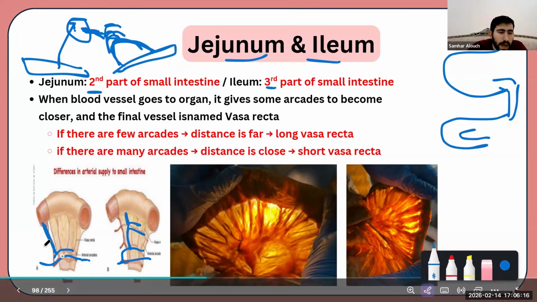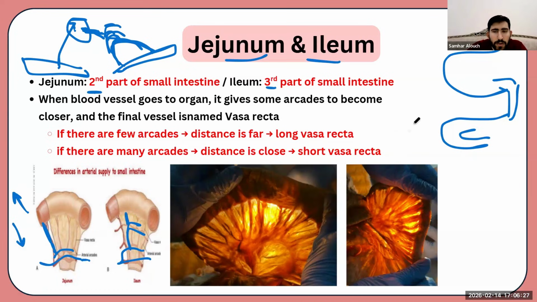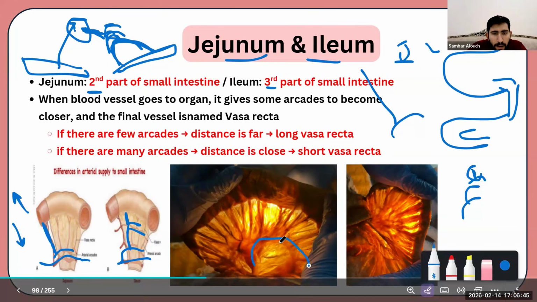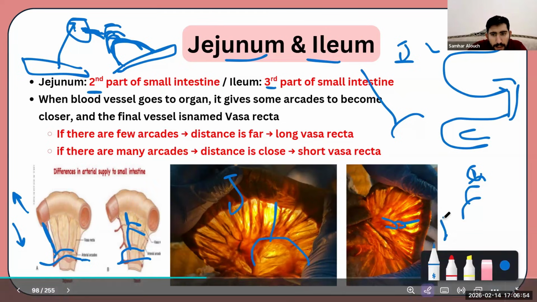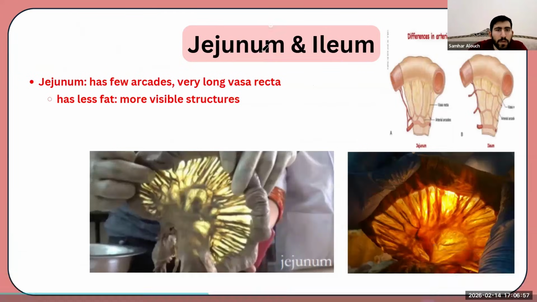The jejunum has very few arcades and a very long vasa recta. On the other hand, the ileum has multiple arcades and a very short vasa recta. So how to differentiate between jejunum and ileum grossly? Jejunum has one arcade or none and a very long vasa recta. Ileum has multiple arcades and a short vasa recta. Here, as you can see, we have one arcade and then a very long vasa recta. That's jejunum. Here we have an arcade followed by an arcade, then the vasa recta. So that's ileum. Now let's talk more about jejunum.